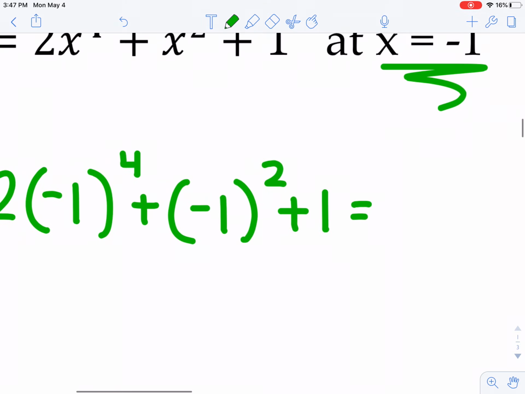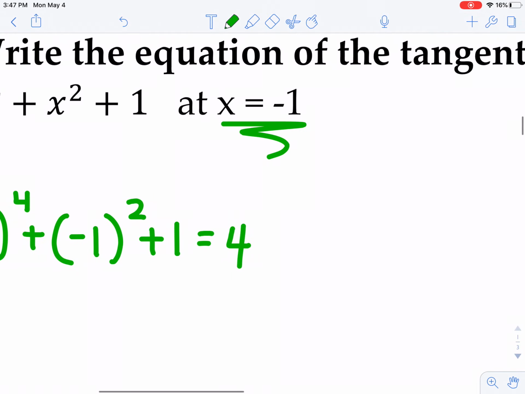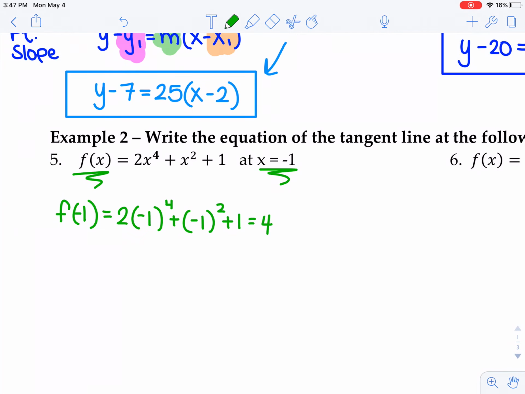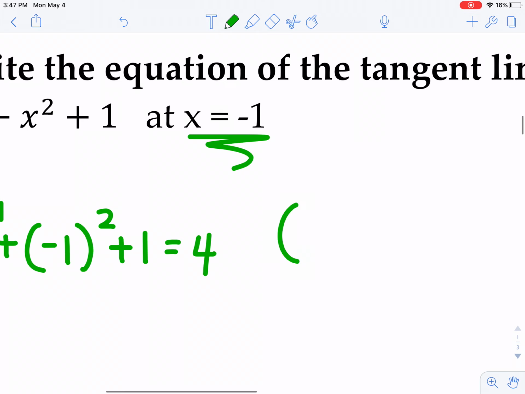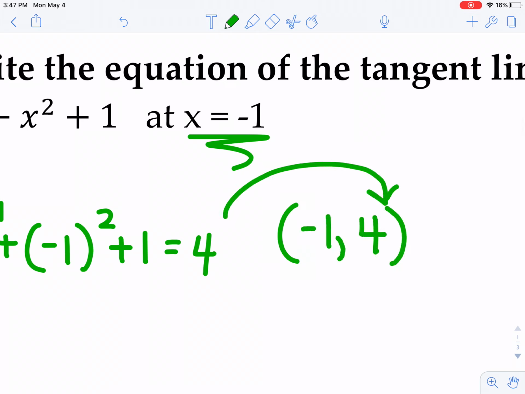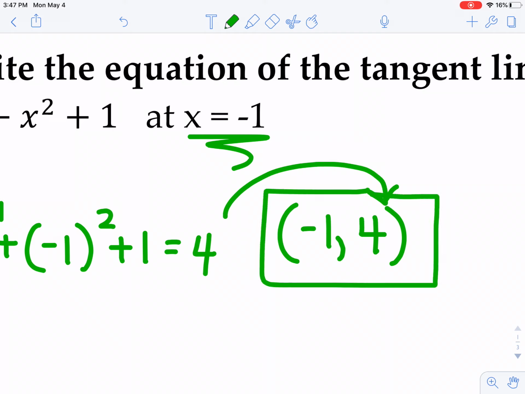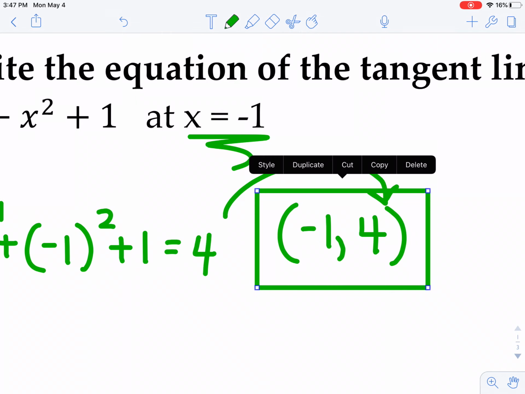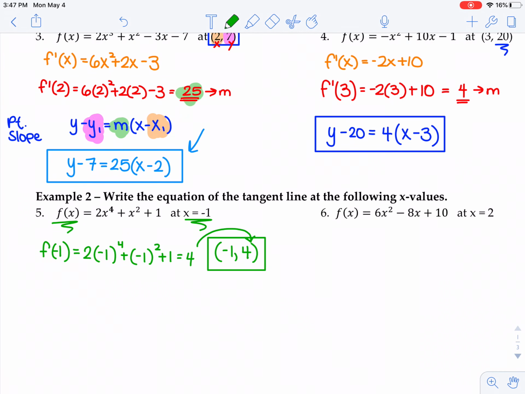That is 4. What this gives me, not the slope, because I didn't plug into the derivative, I plugged into the original. This gives me the point. This is the y value of the point. Now this problem is the exact ones we just did, right? So now I'm going to find the derivative.